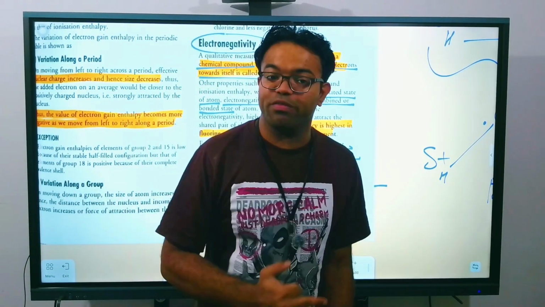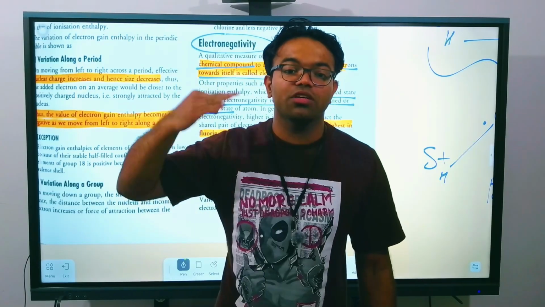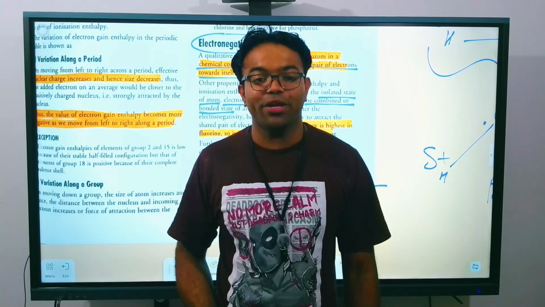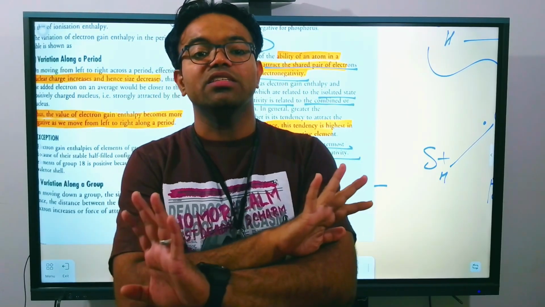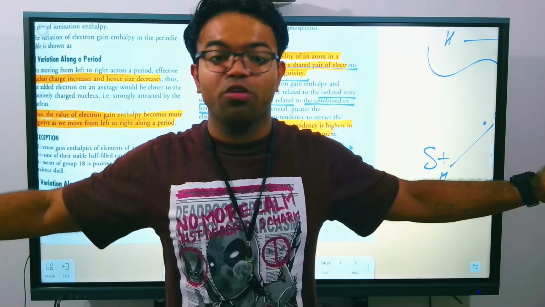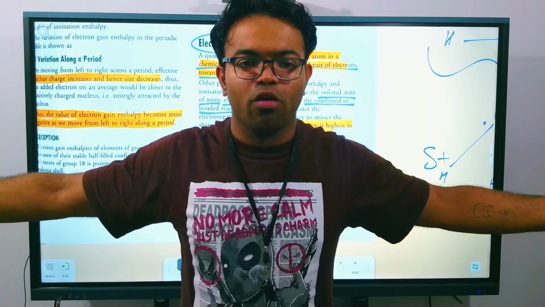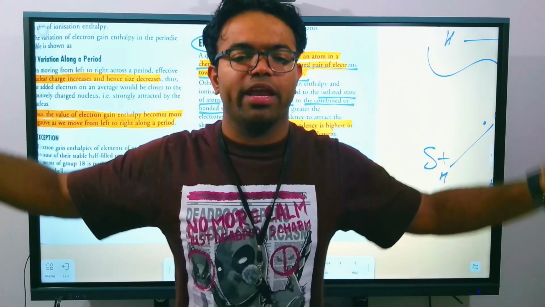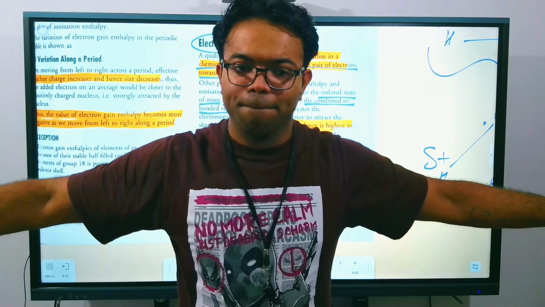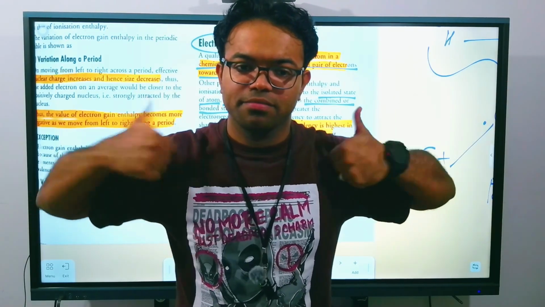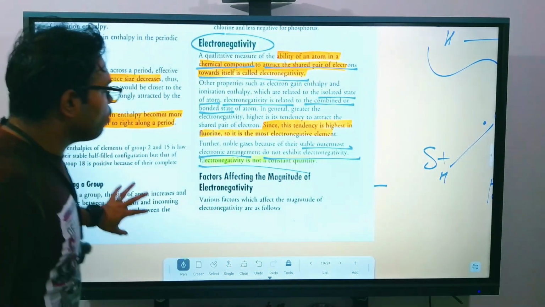Fluorine is the most selfish atom in the periodic table. Your noble gases are the least selfish. They do not care about anybody. Okay, they only want to stay isolated. Clear? Done? Okay, let's move on.